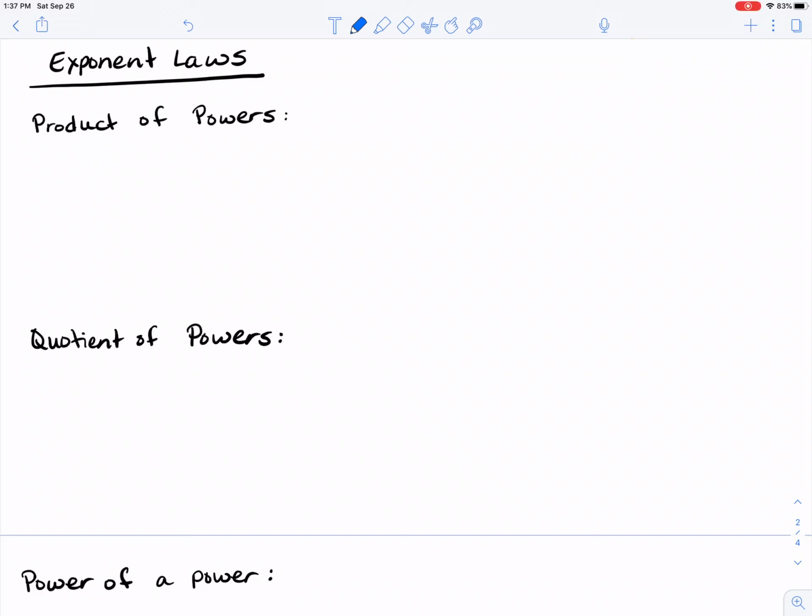Welcome to the tutorial for exponent laws. The first one we're going to talk about is the product of powers. The generalized law is a to the m times a to the n. It's the same as saying a to the exponent m plus n.